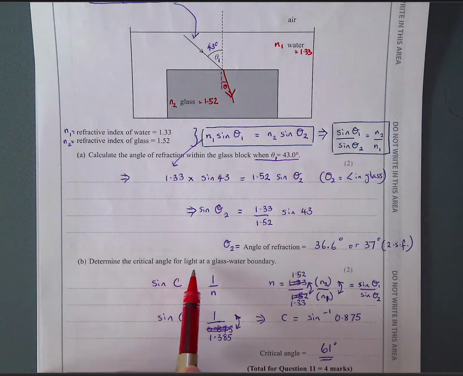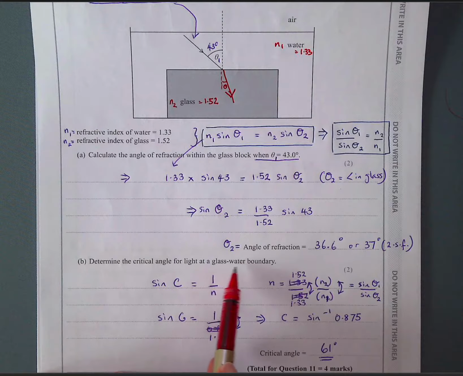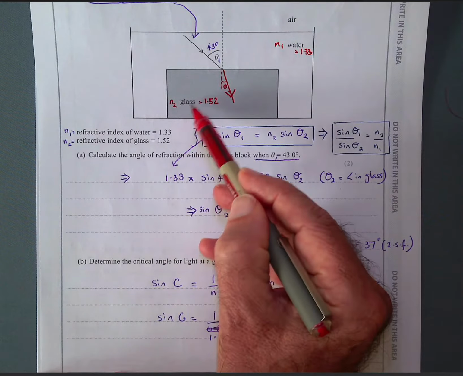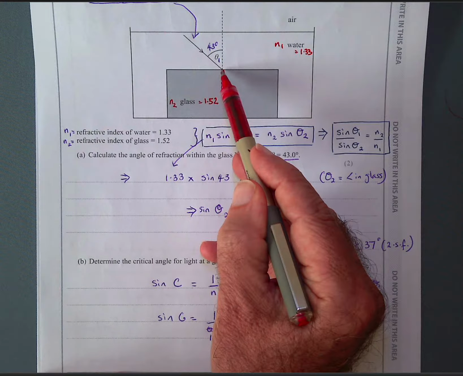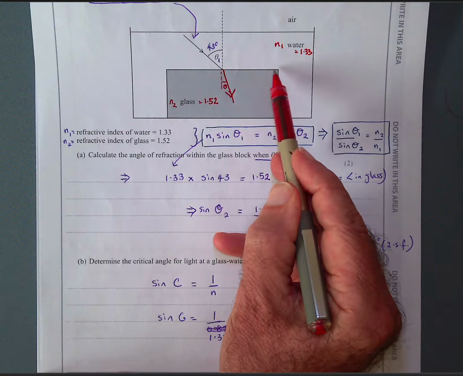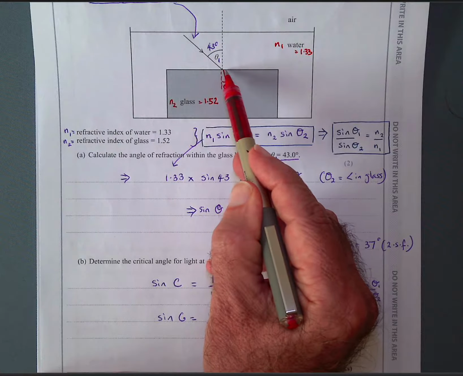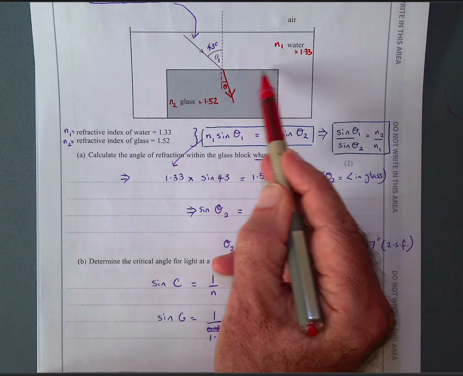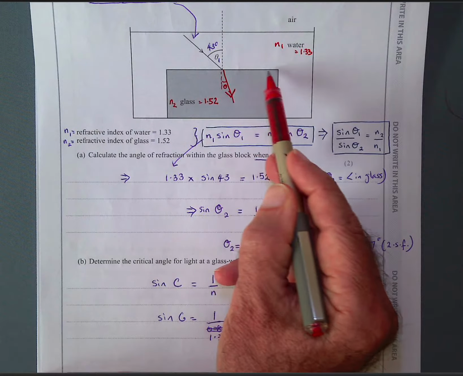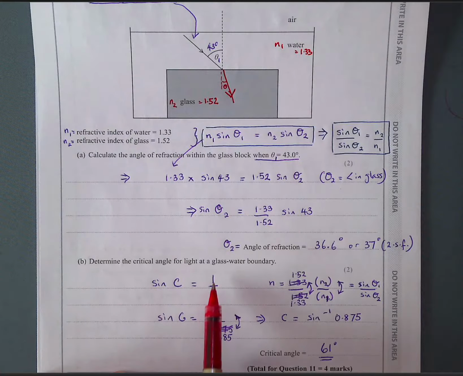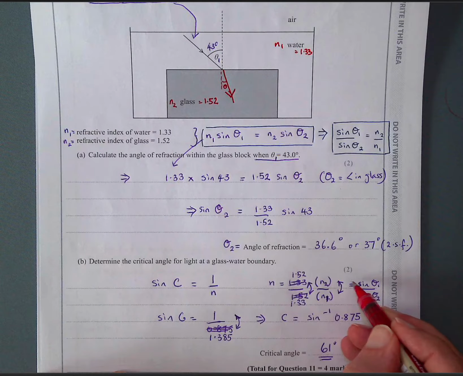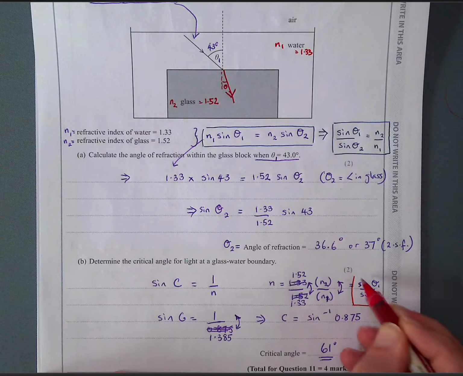Determine the critical angle for light at a glass water boundary. In other words, going from glass into water. In other words, at what angle would you need for it to just go across the barrier, across the junction, the boundary between the two materials. So sine c of the critical angle is 1 over n, if you remember that. Well, n is the ratio of the indices in the two media.